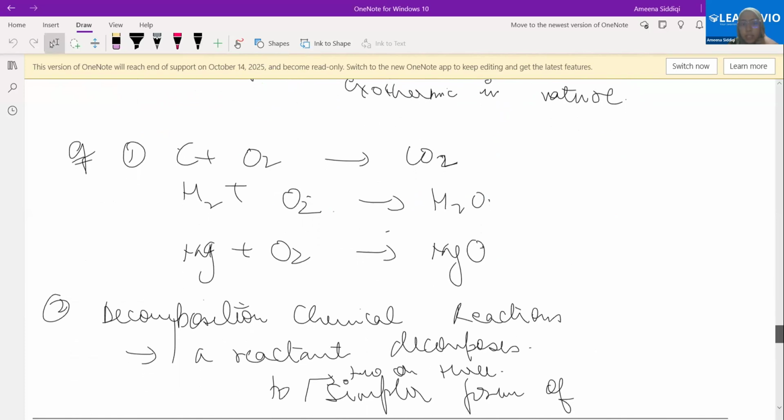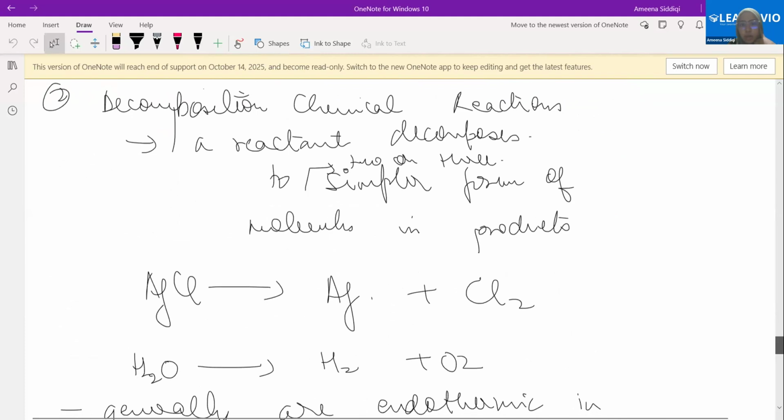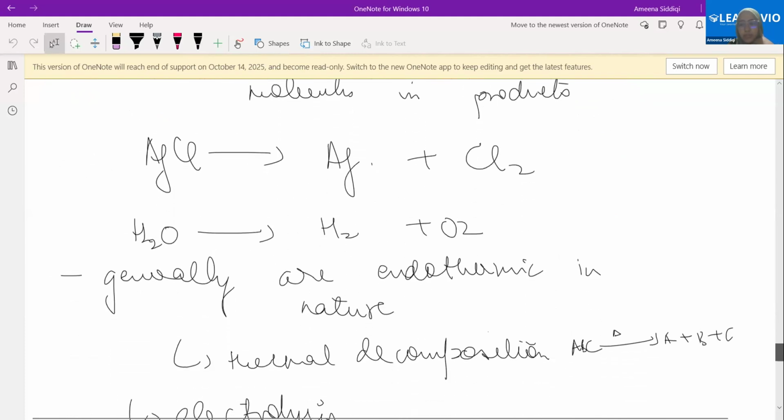We would have discussed the combination reaction. Yes, ma'am. And then we discussed the decomposition reactions. In the decomposition also, we must have discussed thermal decomposition, then the electrolytic decomposition, that is called electrolysis, and the photolytic decomposition, that is called photolysis, right? That has been discussed.